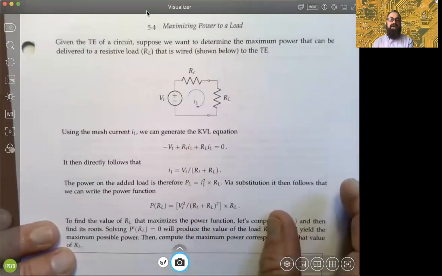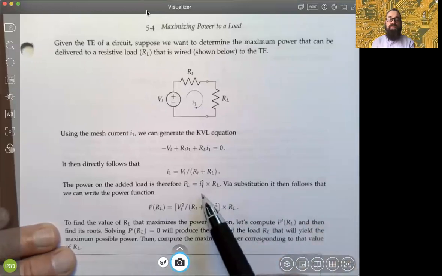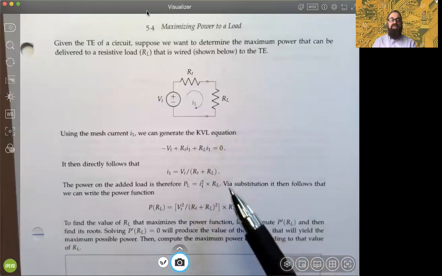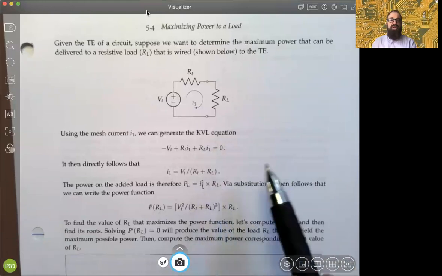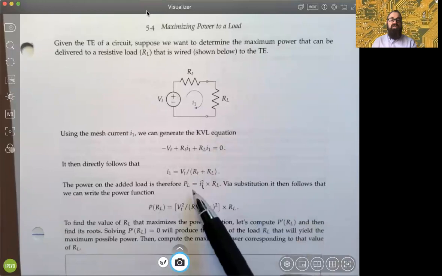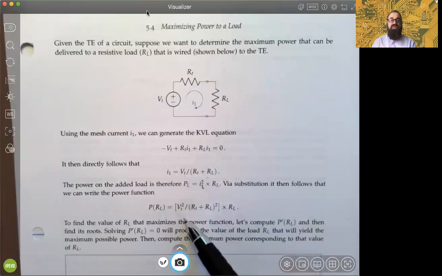Now, if you remember our power calculation, there are a couple of different formulas. One of them uses the current. We would square the current and multiply by the resistance to get the power of that load. So we have the resistance of the load and the current flowing through it. By substitution, we now have a representation for that current in terms of the Thevenin voltage and the resistances in the circuit, and we plug that in and square the terms.